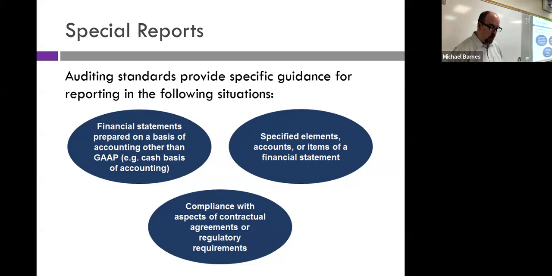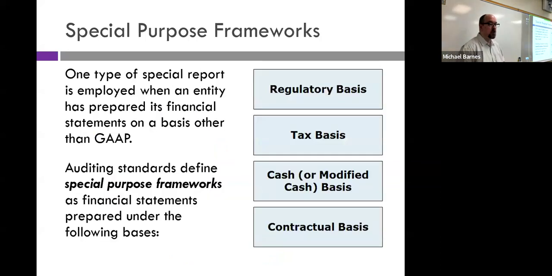So, special purpose frameworks. One type of special report is employed when an entity has prepared financial statements on a basis other than generally accepted accounting principles. Now, we're not going to talk too much about the auditing procedures here. First of all, the auditing procedures themselves don't change substantially. We can still apply generally accepted auditing standards if we're not using generally accepted accounting principles.